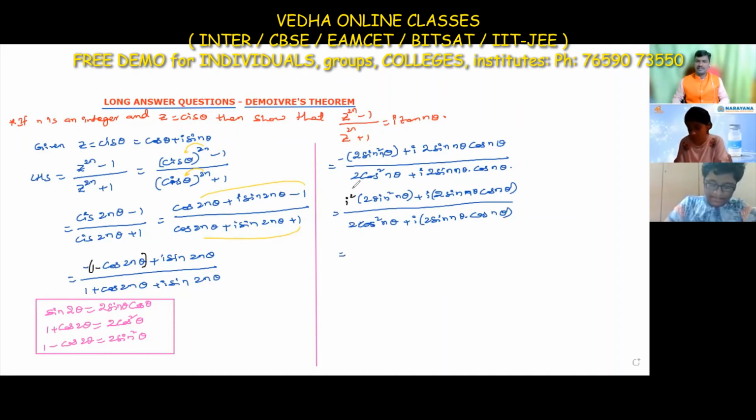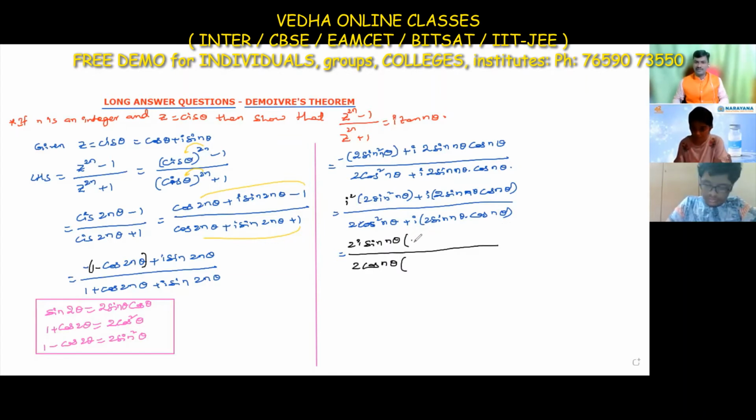Now in the numerator and denominator, what is common? Take the common. In the numerator, 2 is common, i is common, and sin n theta is common. Check the denominator part also: 2 is common and cos n theta is common. i is not common in both. So write the remaining part as this.